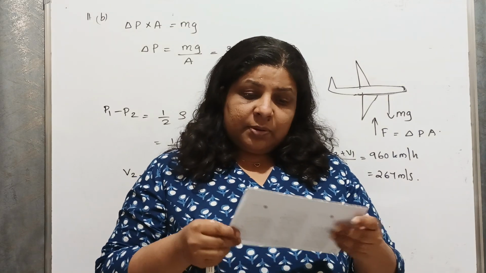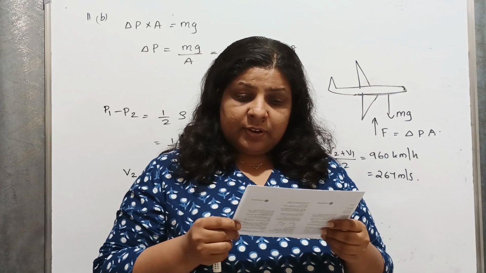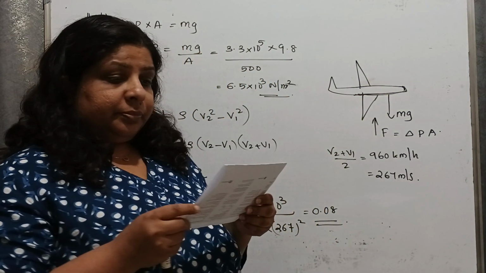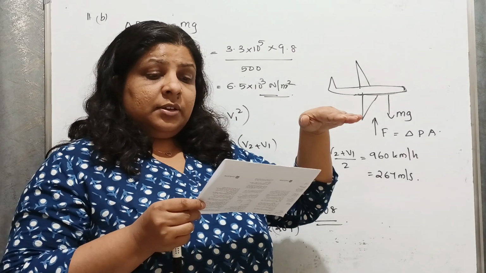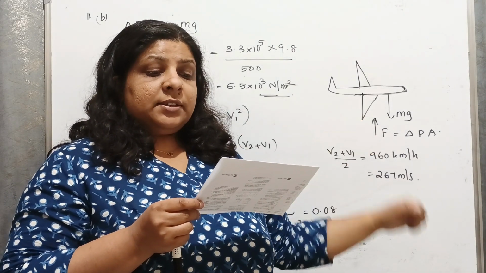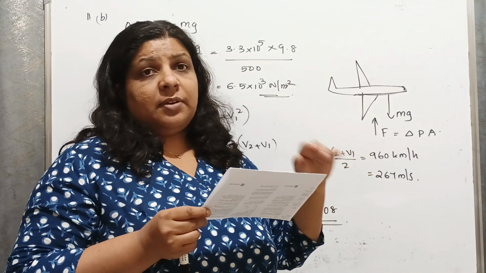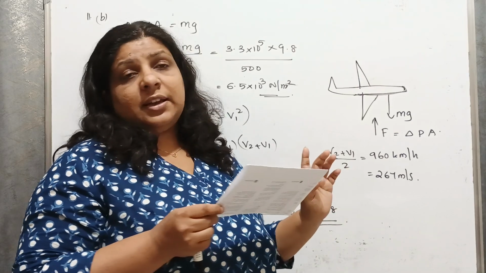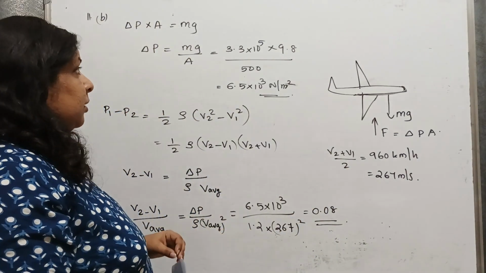And also one more thing is given. It is in a level flight with a speed of 960 km per hour. That is the average speed. 960 km per hour is the average speed. So that is (V1 plus V2) by 2. That is 960. Now let us come to the problem.